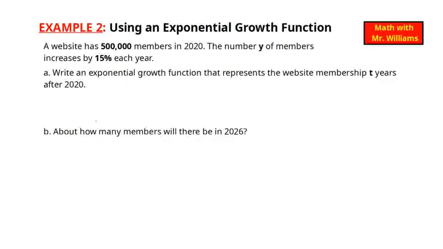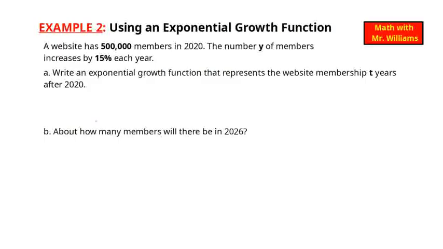Example 2, using an exponential growth function, Math with Mr. Williams. A website has 500,000 members in 2020. The number y of the members increases by 15% each year. Write an exponential growth function that represents the website membership t years after 2020.